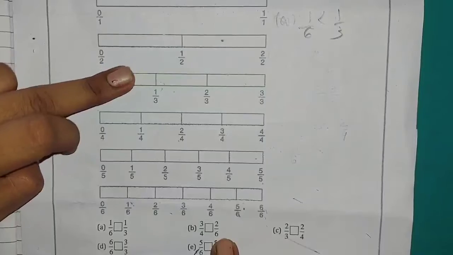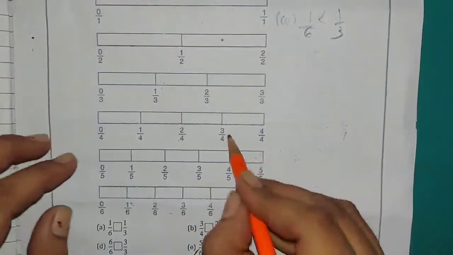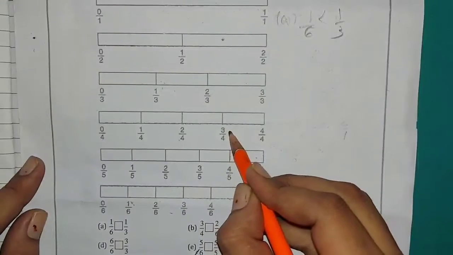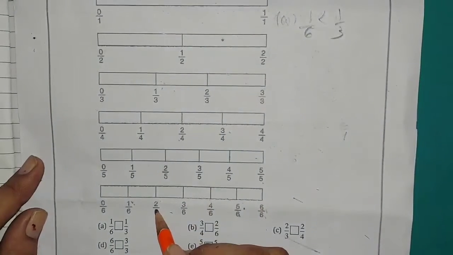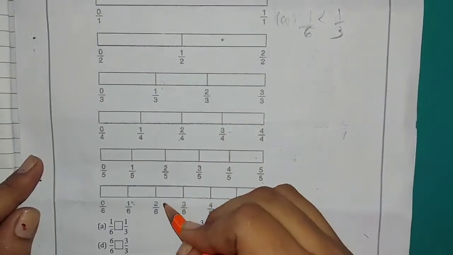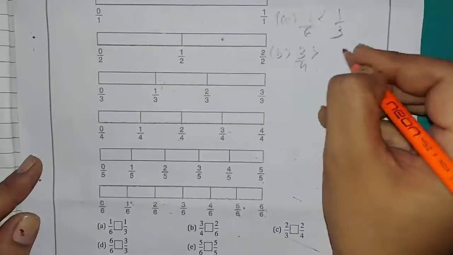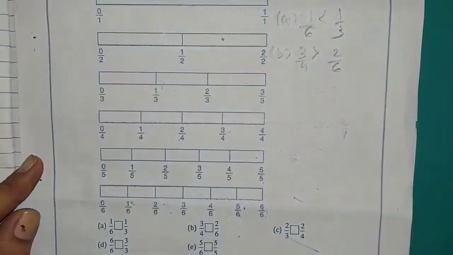So students, where is 3 upon 4? This is 3 upon 4. And where is 2 upon 6? This is 2 upon 6. So 3 upon 4 is which side? Right side of 2 upon 6. Hence 3 upon 4 is greater than 2 upon 6.